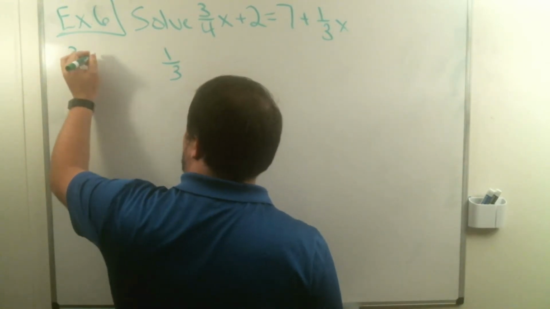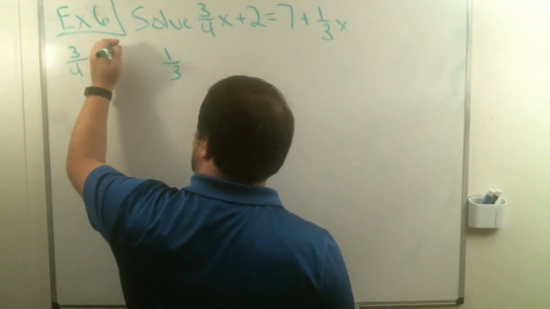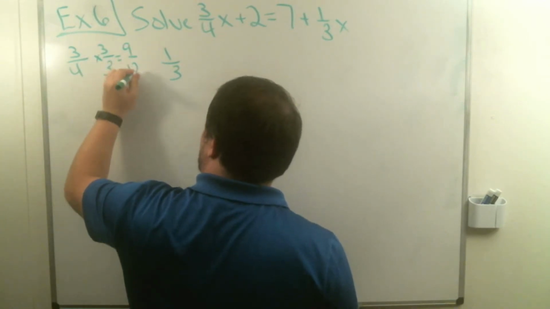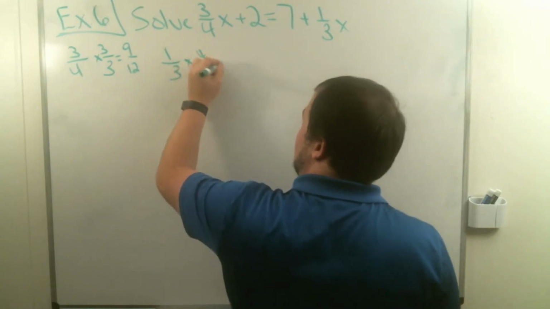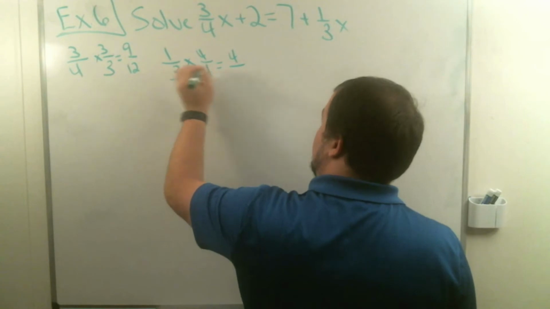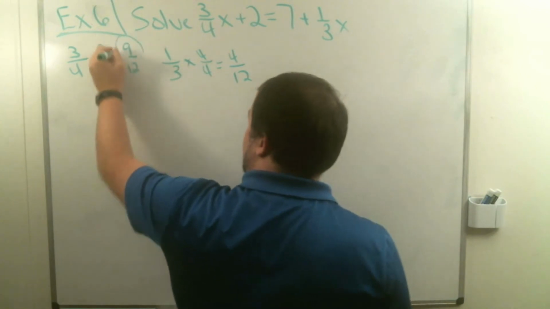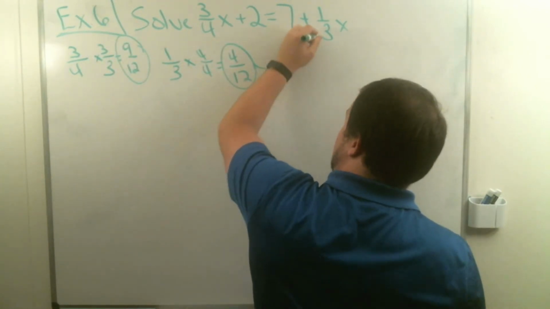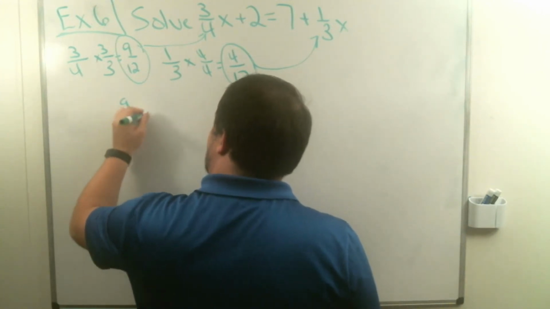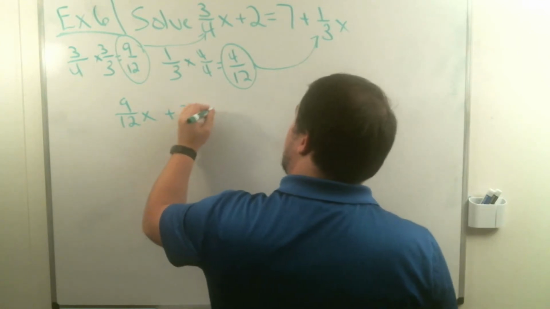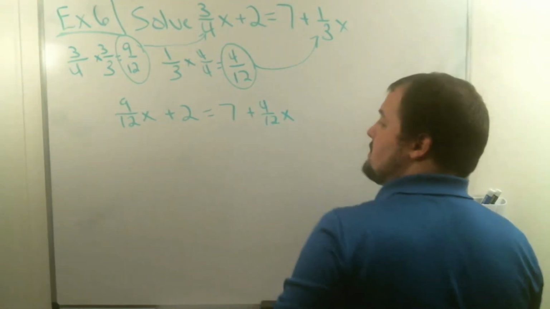So I'm going to take this fraction and multiply it by 3/3. 3 times 3, that's 9. 4 times 3, that's 12. I'm going to take this fraction and multiply it by 4/4. 1 times 4, that's 4. 3 times 4, that's 12. Now I'm going to rewrite this problem with these fractions back in these spots here. So I have 9/12x plus 2 equals 7 plus 4/12x.